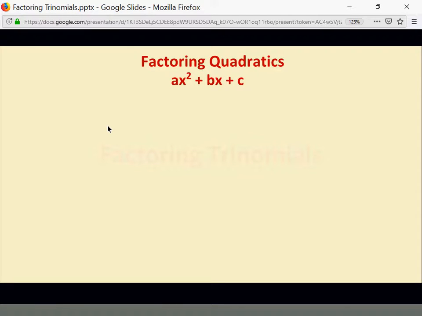All right. Now, in general, the general form of a quadratic, and a quadratic is in trinomial form, is ax squared plus bx plus c. Now, a is the coefficient of x squared, b is the coefficient of x, and c is a constant, or a number. So a, b, and c are all numbers. You're going to need to know those.